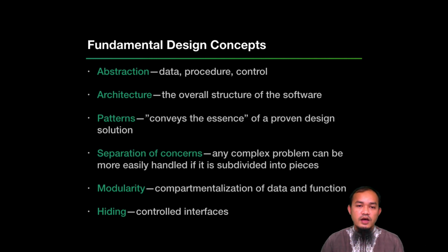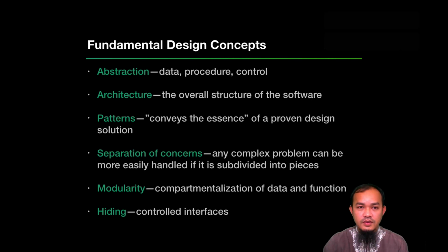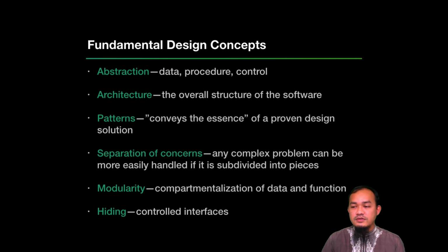For example, if I say motorcycle, this is abstract. If I say car, this is abstract. I should not say Honda or Isuzu. It should be motorcycle or car, and then we can use several brands of the motorcycle. Fundamental design concepts: there are many. For example, here we have abstraction. Everything should be on an abstract level: data, procedure, and control.